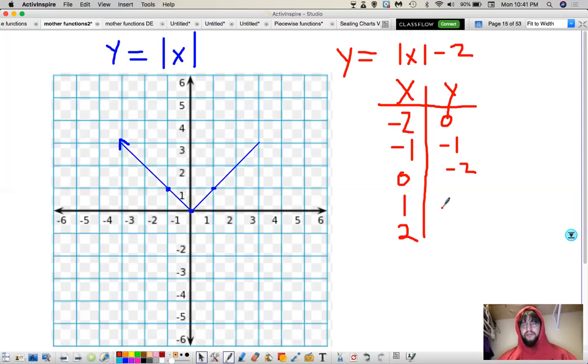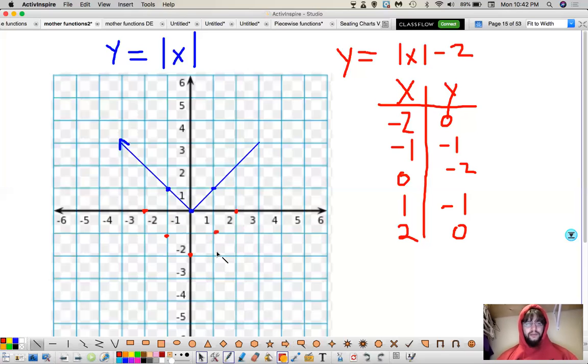No, I'm not. Wait. Let me make sure I'm doing this right. 0. Yeah, okay, I'm good. -1. 0. Interesting. Let's plot them and see what happens. -2, 0. -1, -1. 0, -2. 1, -1. 2, 0. Look at that. What happened here? I hear you hollering out. That's exactly right. It went down 2 units.